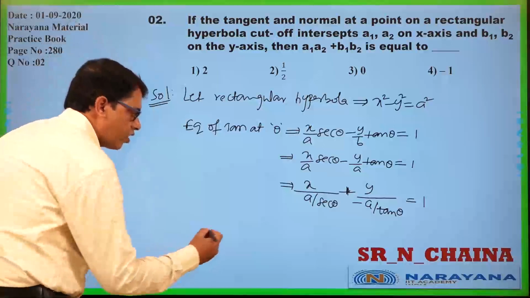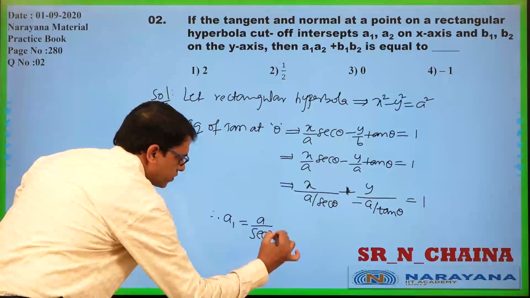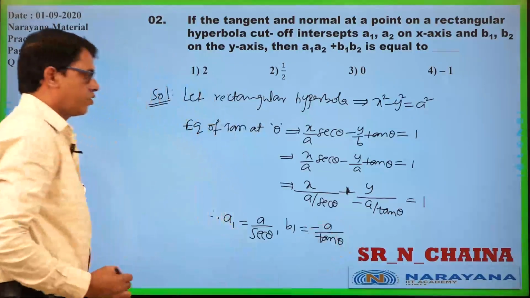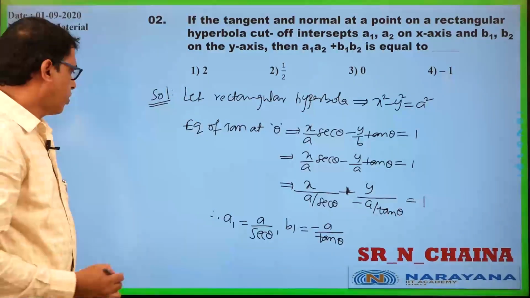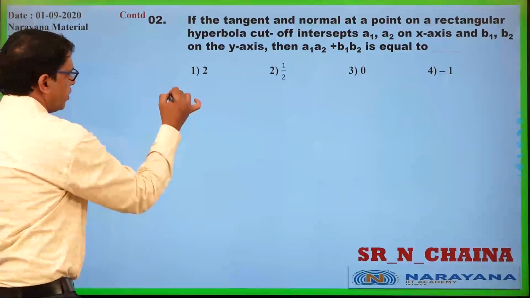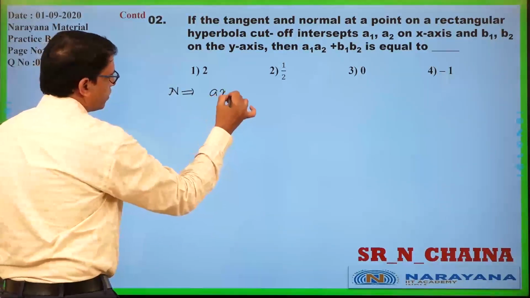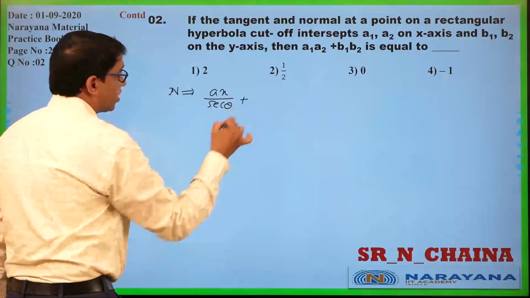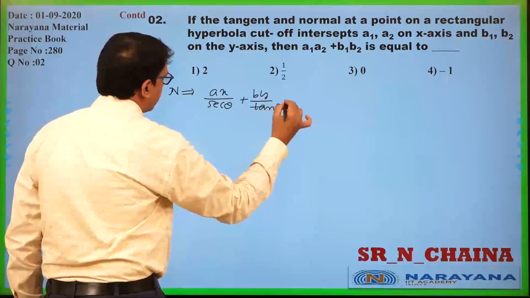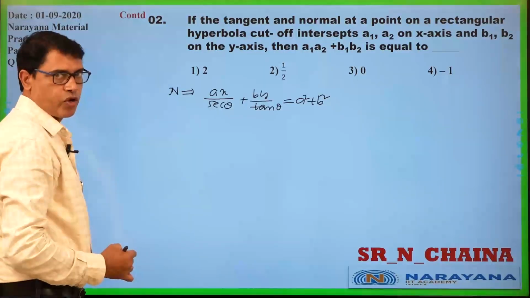So here a1 is equal to a by secant theta, and b1 is equal to minus a by tan theta. So this is from the tangent. Now go to the next page: the normal. The equation of normal for the general hyperbola is ax by secant theta plus by tan theta equals a square plus b square. Here, for the rectangular hyperbola, a is equal to b.